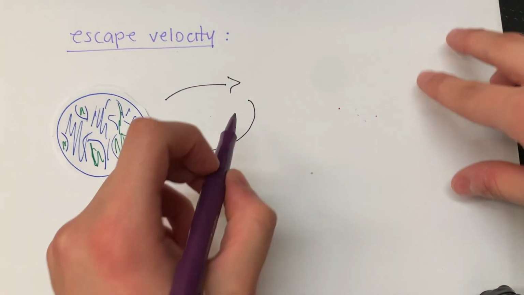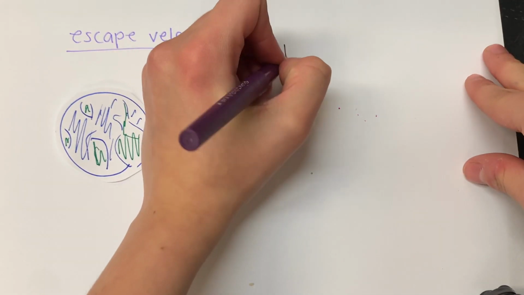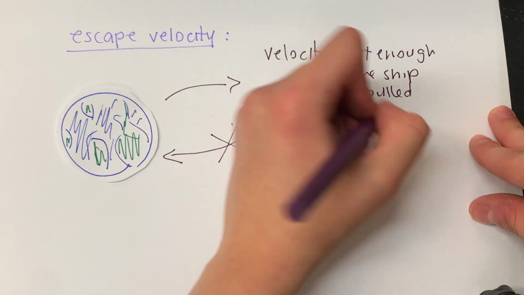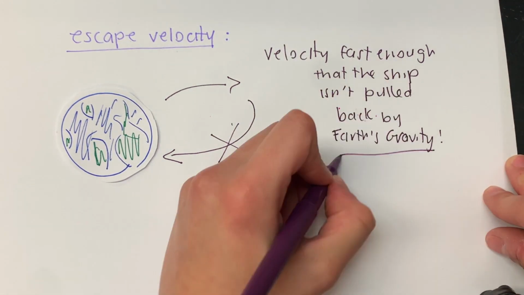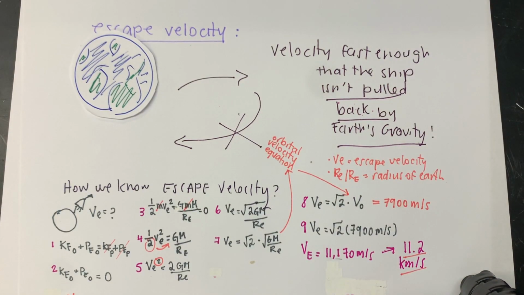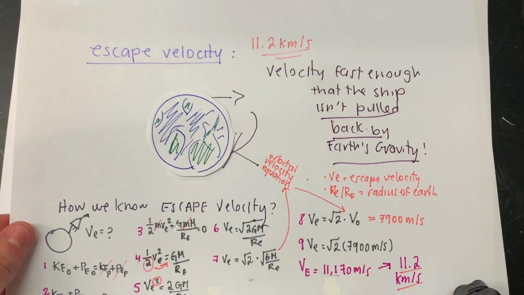I also worked with escape velocity, which is the velocity that an object needs to achieve before reaching orbit so it isn't pulled back by Earth's gravitational pull. How do we know escape velocity? Scientists use Newton's universal law of gravitation to get an equation that, when solved, you get an answer of 11.2 kilometers per second, which is Earth's escape velocity.